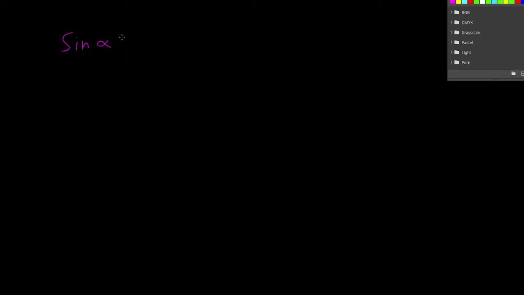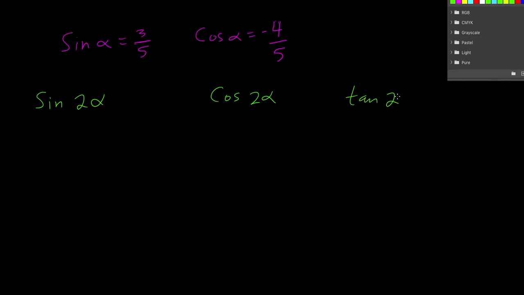So we're going to start with this. Sine alpha is equal to 3/5. Cosine alpha is equal to negative 4/5. Okay. And then we need to find sine of 2 alpha. We need to find cosine of 2 alpha. Then we also need to find tangent of 2 alpha.